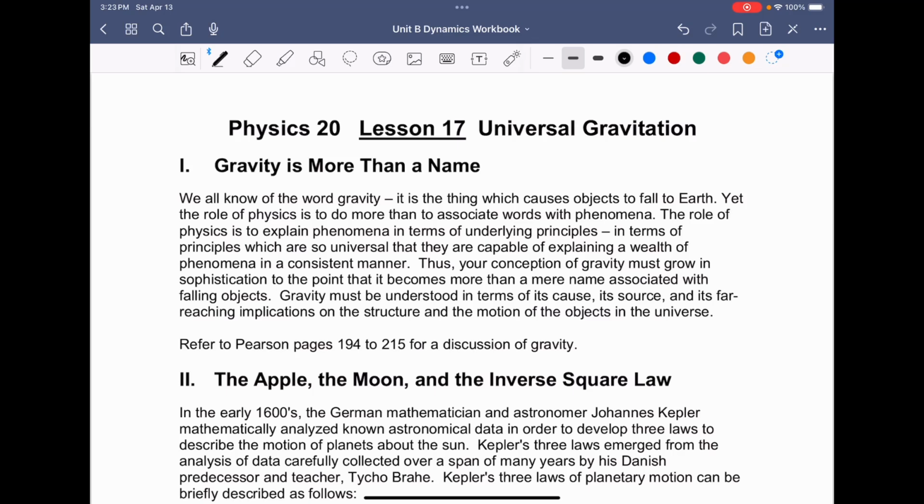All right, so now we move into lesson 17, which is universal gravitation. Now, this lesson's all about how two objects are attracted to one another and what that force is. How do we describe it mathematically? And where are its origins, in terms of how it came about? Where were the ideas from?